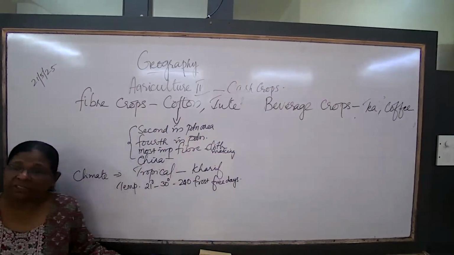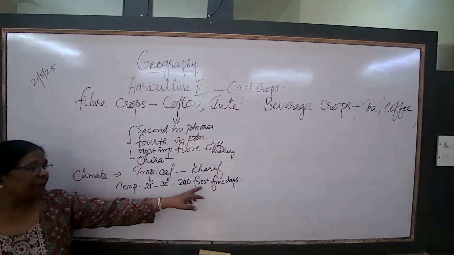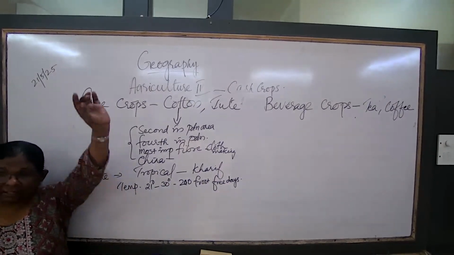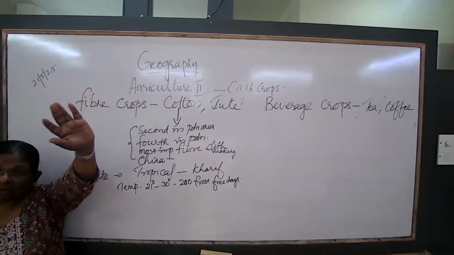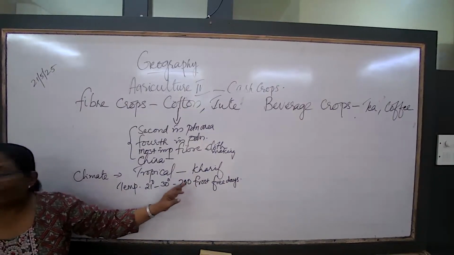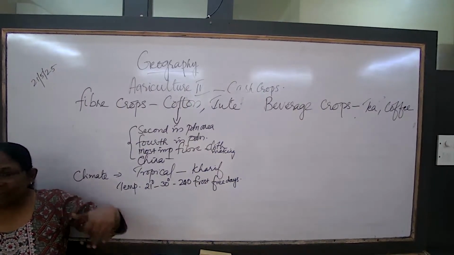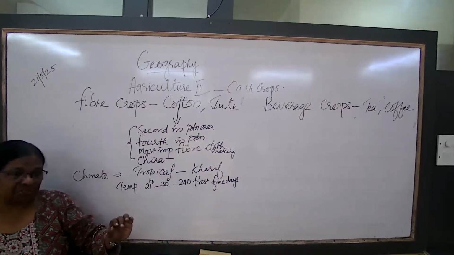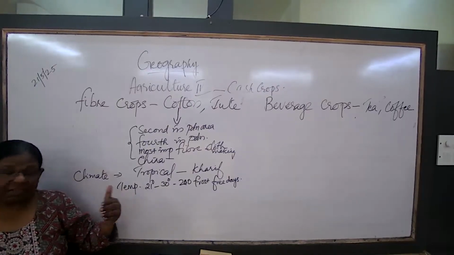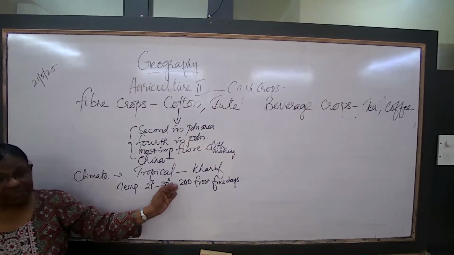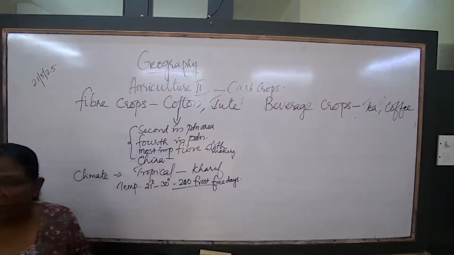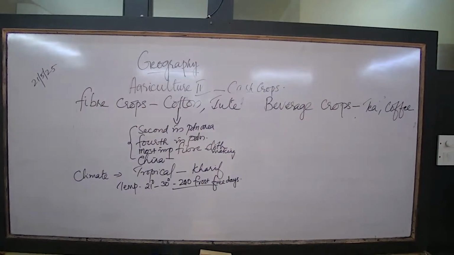Frost is harmful for sugarcane, we have studied. Now, at least 200 frost free days. That is why in the northwestern part of India and the extreme northern part, this cannot be grown, because there is always a possibility of frost. So mostly it is grown in Maharashtra, where black soil is available. The climate is very suitable in this region. So how many frost free days? 200.